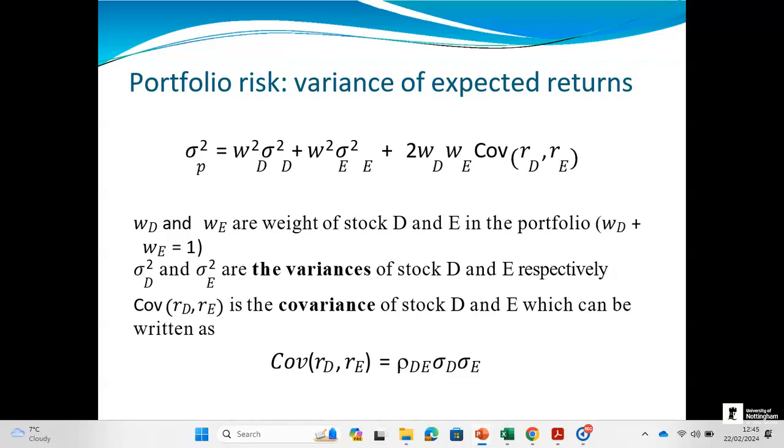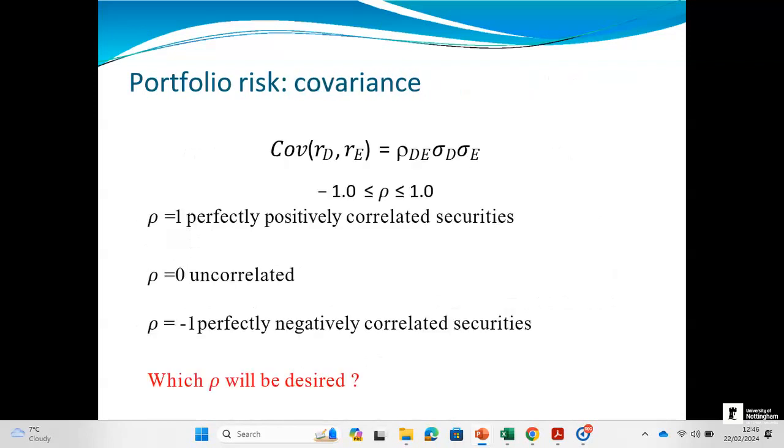The rest of the terms you are familiar with. WD and WE represent the weights in stock D and E respectively. Sigma D and sigma E represent the variances of stock D and E. And the most important term here is the covariance. The covariance between stock D and E will determine the variance of the portfolio consisting of stock D and E. And as I showed you earlier, this covariance depends on the correlation between the two stocks.